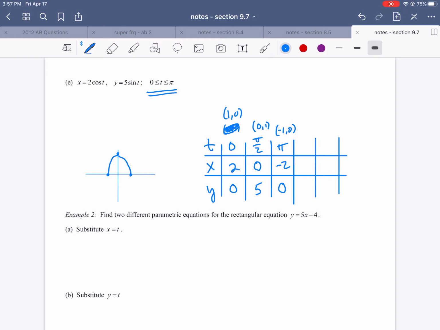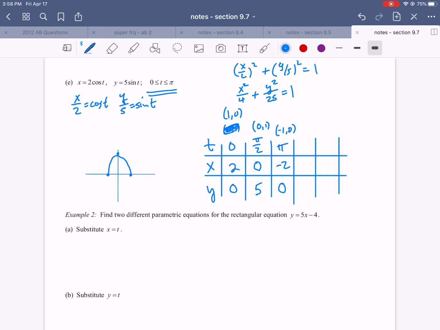And so this is the upper half of this ellipse here. And so I'm going to go ahead and do exactly what I did in example D, which is eliminate the parameter by solving for cosine of t in the first equation and solving for sine of t in the second equation, and then using a Pythagorean identity. So this is going to be (x divided by 2) squared plus (y divided by 5) squared is equal to 1. And therefore we have x squared divided by 4 plus y squared divided by 25 is equal to 1.